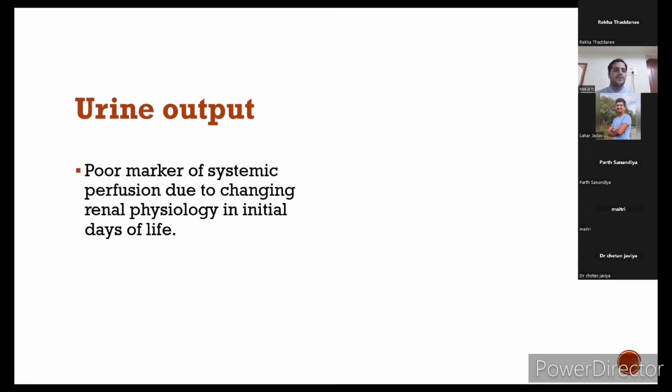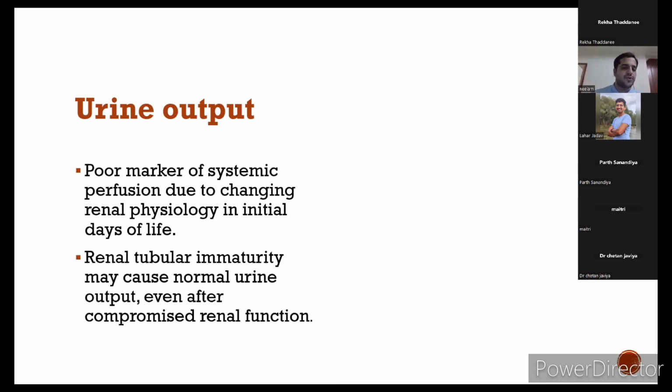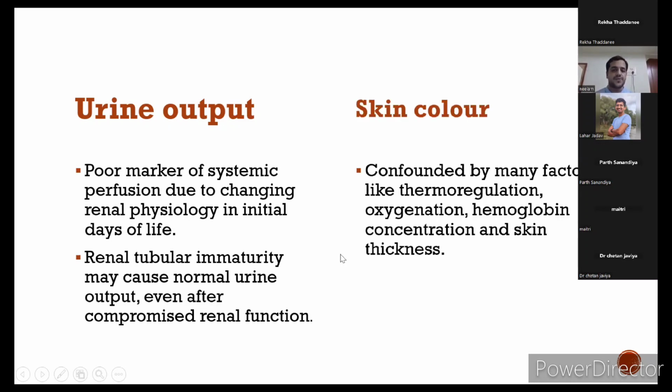And if I have a baby who is having poor perfusion, I will not be able to judge it only on the basis of a low urine output. Second, even if the urine output is okay, sometimes the perfusion will still not be proper because of renal tubular immaturity. So even normal urine output may be associated with poor perfusion. That is why urine output is also not reliable.